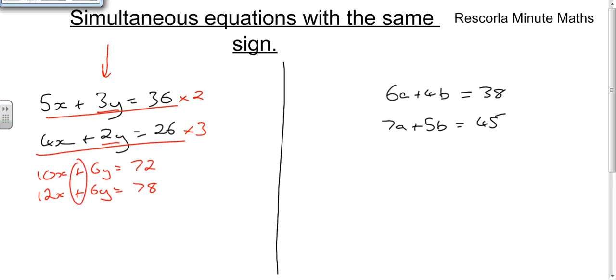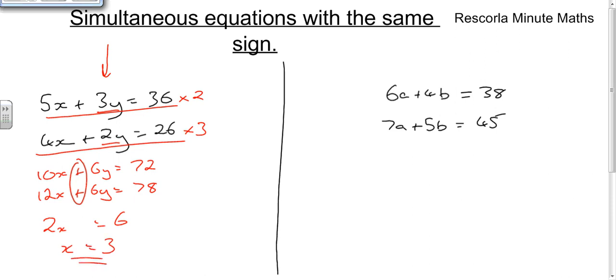If the signs are the same here, then what I do is I subtract the equations. So 12x take away 10x is 2x. 6y take away 6y just disappears. 78 take away 72 leaves us with 6. So I've got 2x is 6. Therefore 1x is going to equal 3.